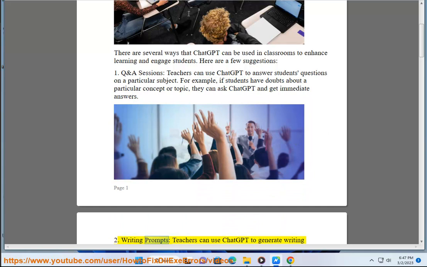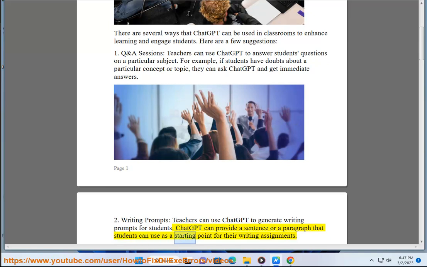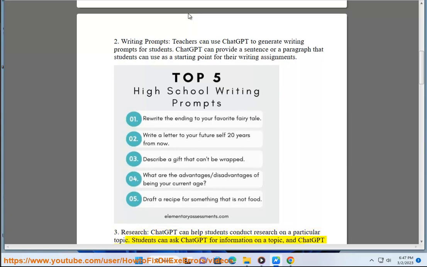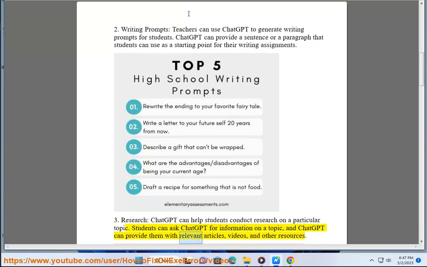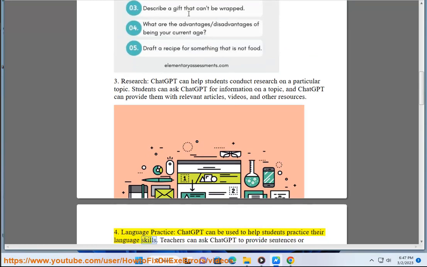2. Writing prompts. Teachers can use ChatGPT to generate writing prompts for students. ChatGPT can provide a sentence or a paragraph that students can use as a starting point for their writing assignments. 3. Research. ChatGPT can help students conduct research on a particular topic. Students can ask ChatGPT for information on a topic, and ChatGPT can provide them with relevant articles, videos, and other resources. 4. Language practice. ChatGPT can be used to help students practice their language skills.